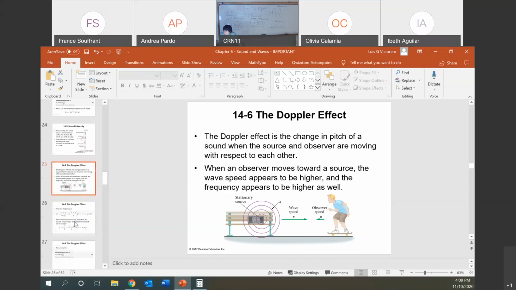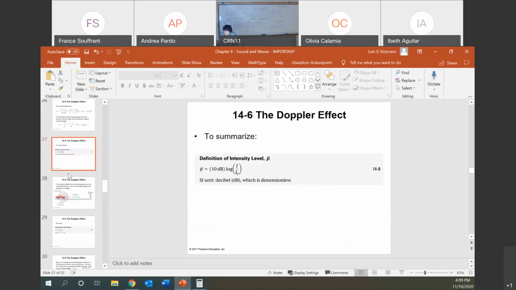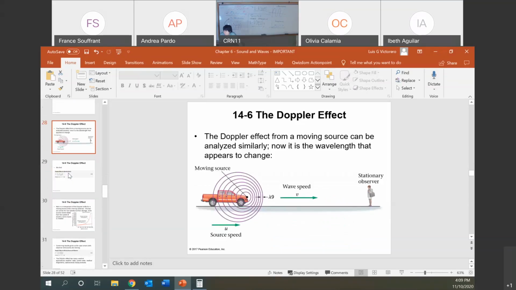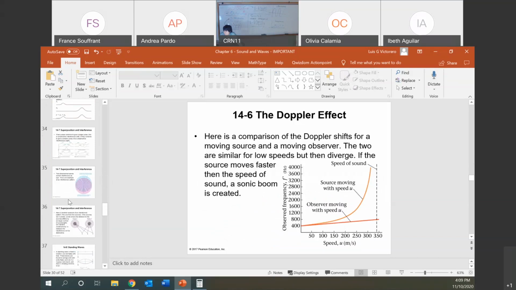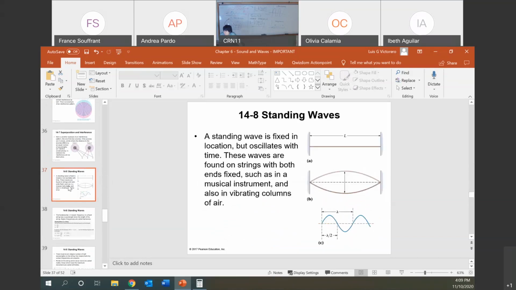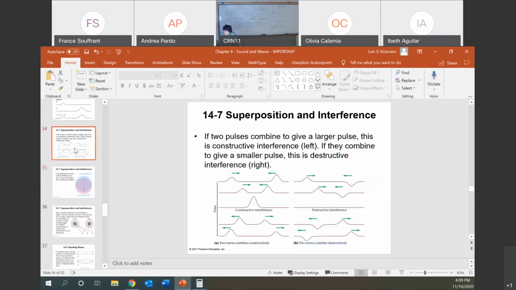There's a Doppler effect there. That's the one there. And that's the equation. That's the equation of decibel. That's the one for light. And then we talked about interference already, okay? And the wavefronts.